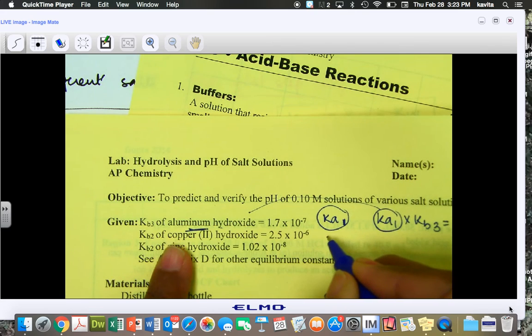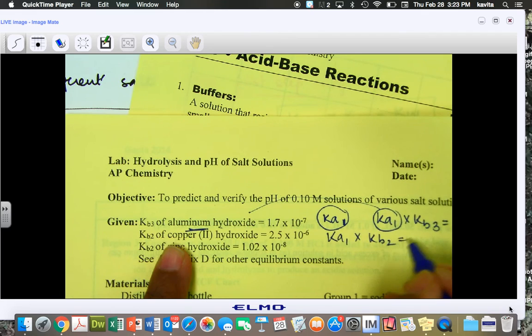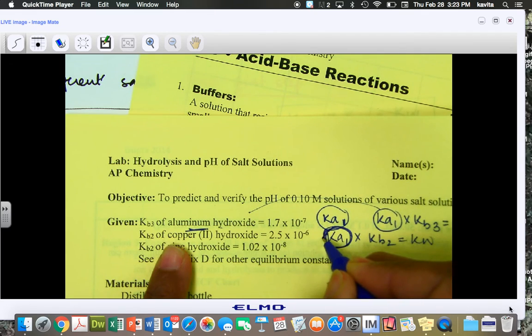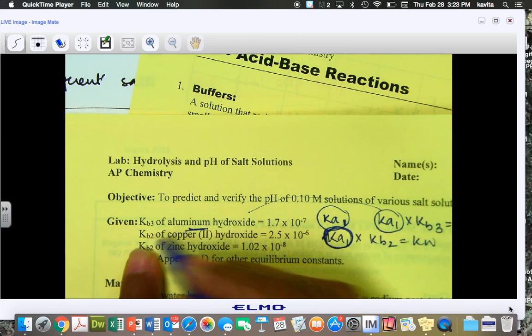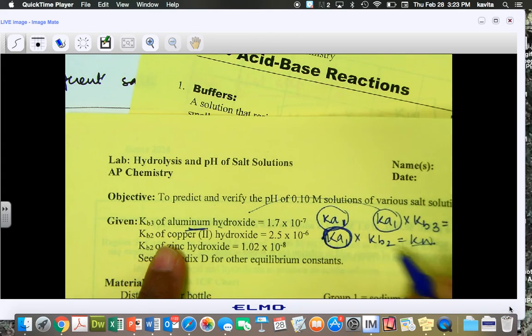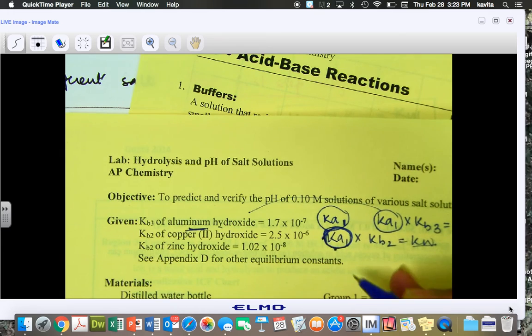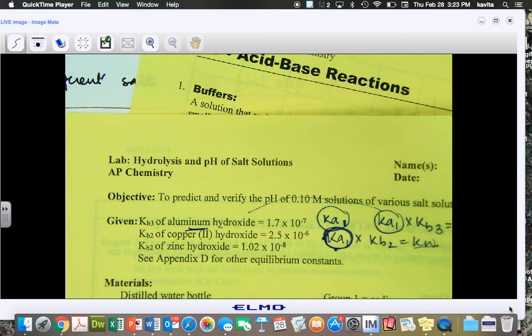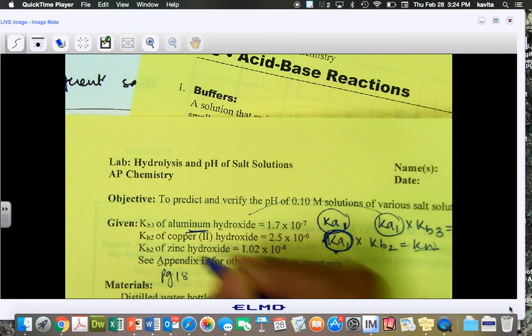Similarly, for copper, you know Ka1 times Kb2 is Kw. You want to figure this out because you're only doing the first step. For this Kb2, if you divide Kw by this value, then you can calculate Ka1. Okay, I do want you to use these values, and for the rest, there is no Appendix D, but remember on page 18 I have a value. You can use that, or you can use Google.